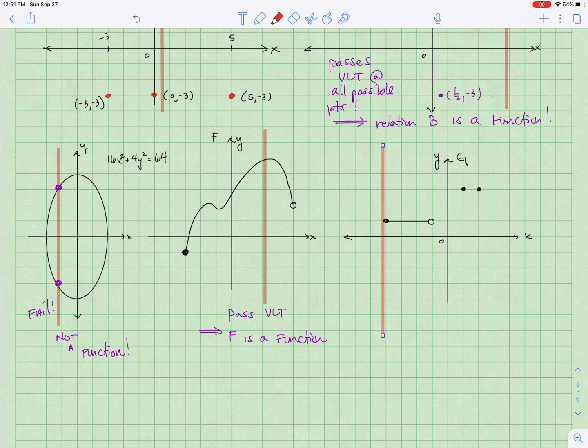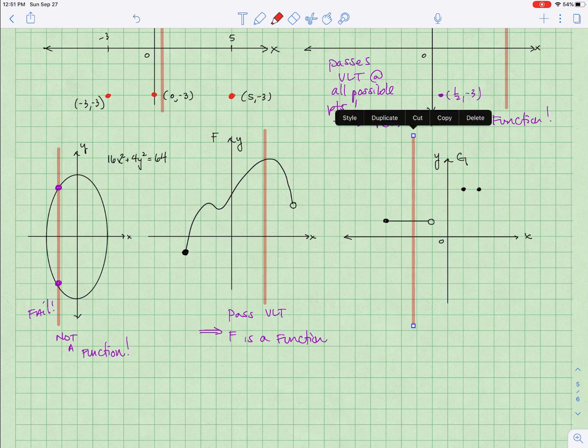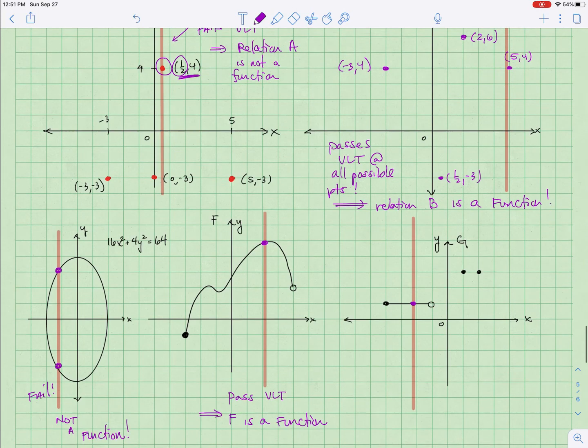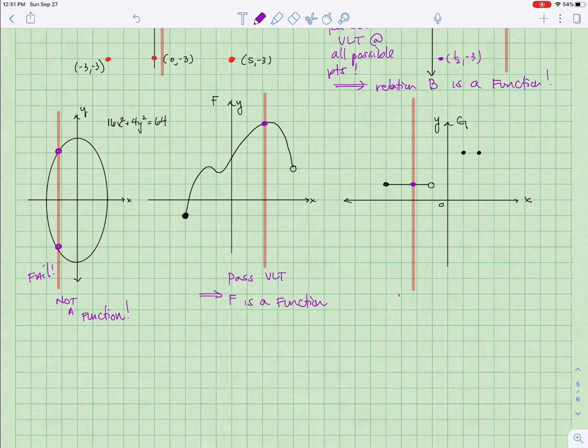And then our last little graph here, it's kind of a weird guy. If we move from left to right here, we're only intersecting the graph at one point. And in fact, over here at these lone points, they're only going to intersect once. And so if I were to draw that, I guess this would be the point of intersection. This would be the point of intersection. And so on and so forth. So this passes the VLT, which means G is a function. So that's how you use the vertical line test.